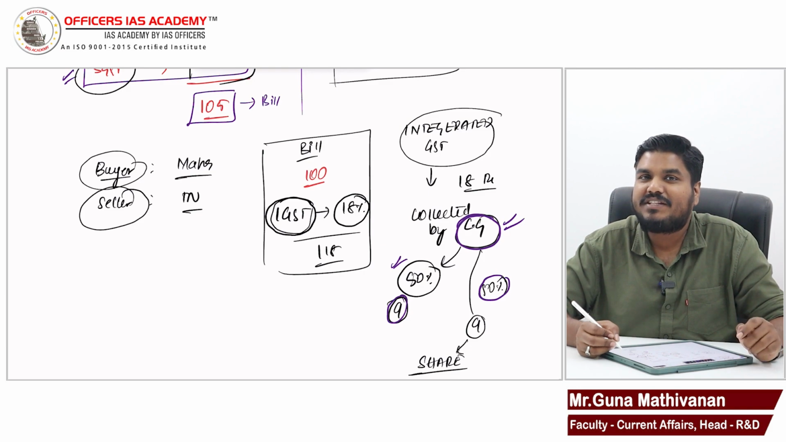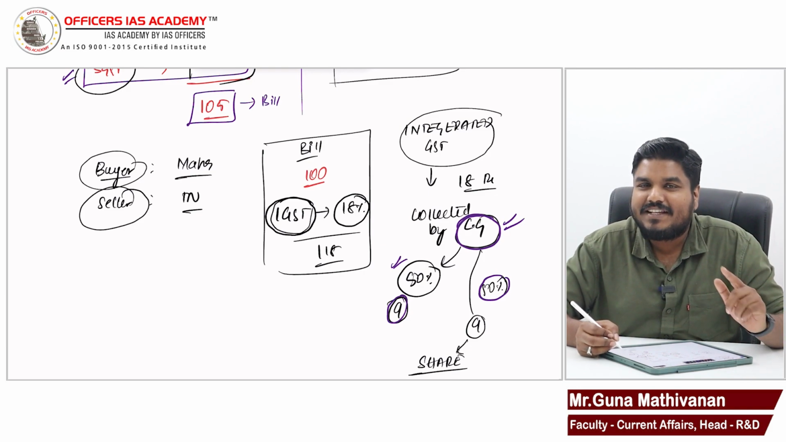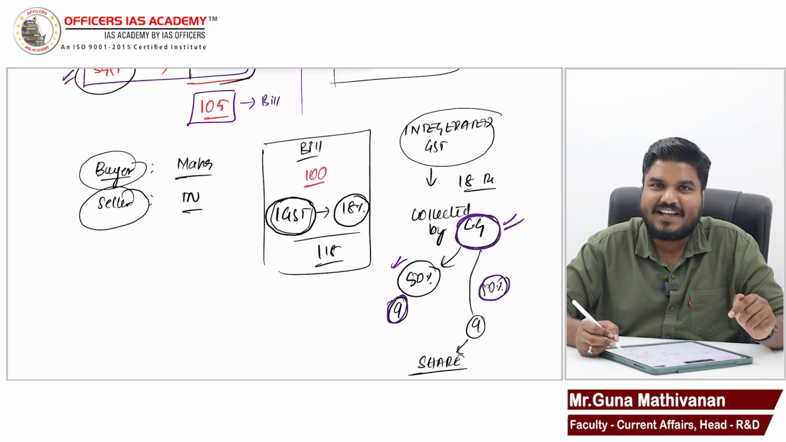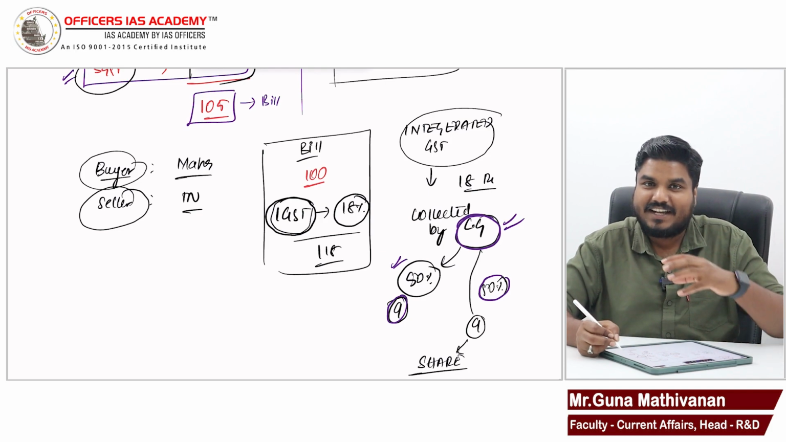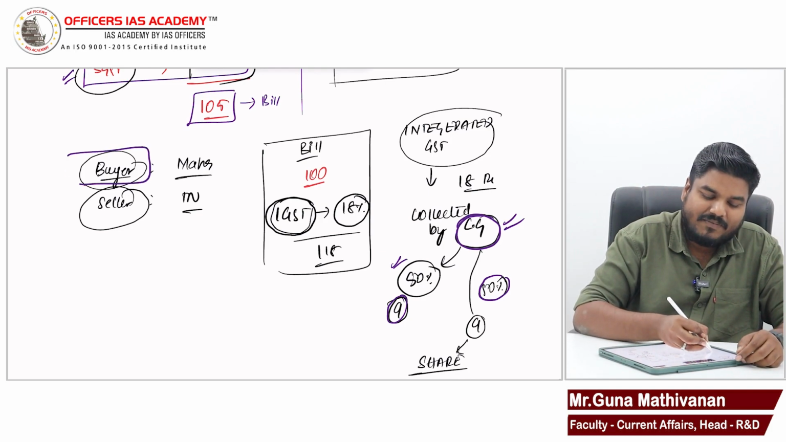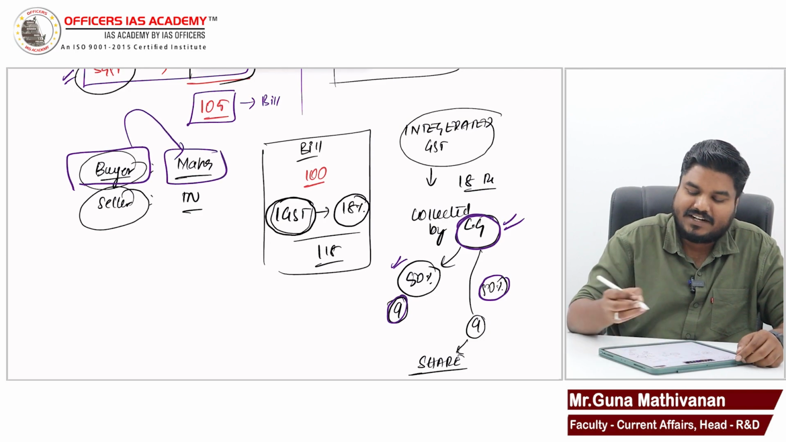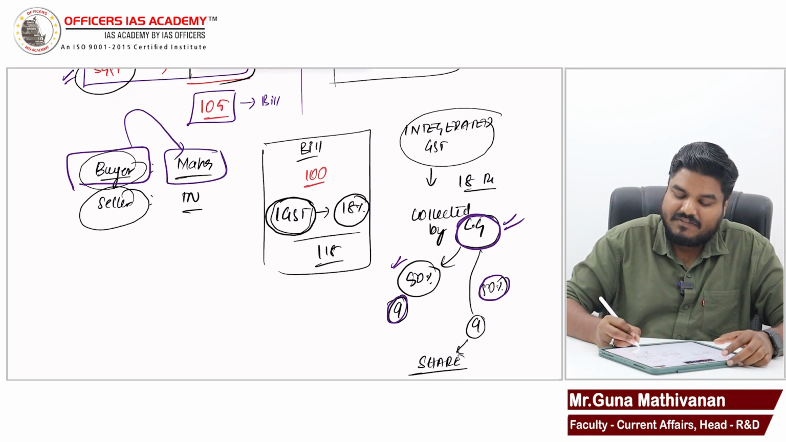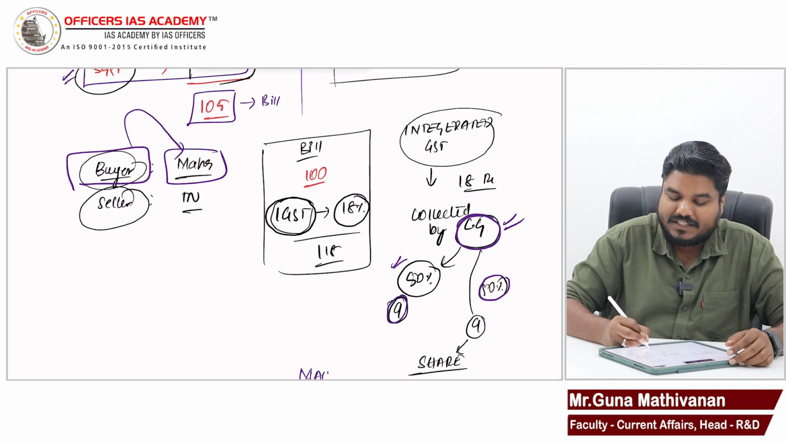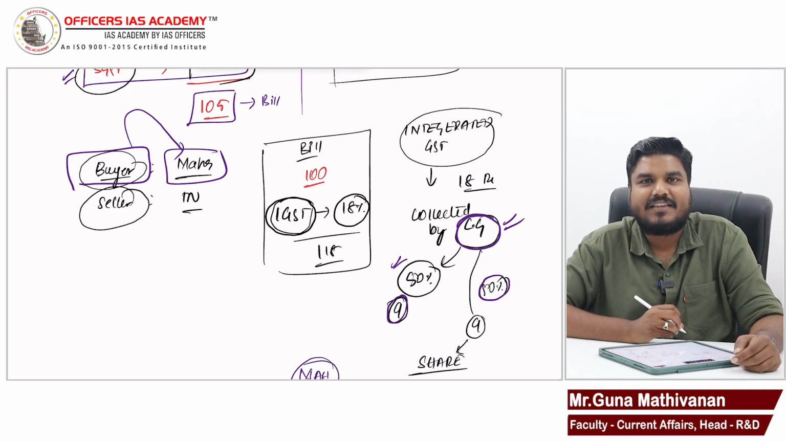Now tell me, it will be shared with which state government? GST is a destination based tax. So the destination is the consumption state, that is the buyer state. So the buyer state in our example is Maharashtra. So the share will be going to the Maharashtra government.